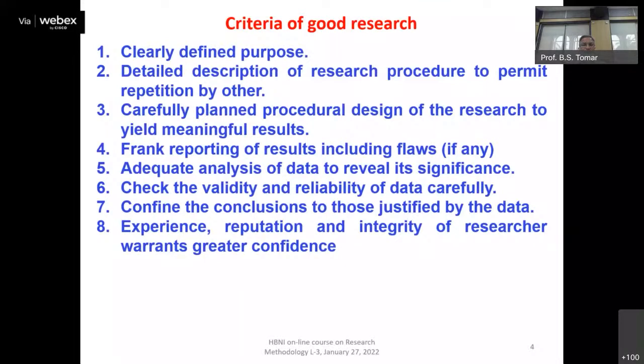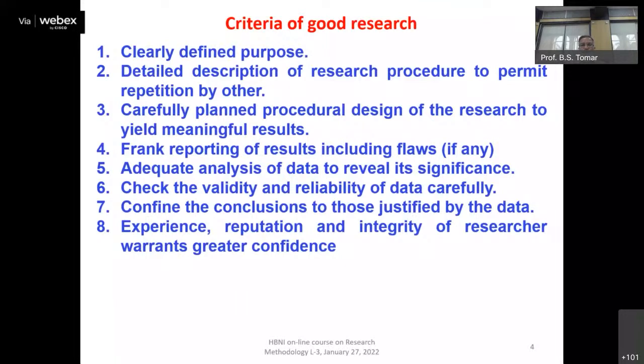And then in all this, when you are publishing, the experience, the reputation, and the integrity of the researcher warrants greater confidence. So you will get the confidence with time. Once you start publishing your work, then you establish your reputation in the academic world, and people know that this is the group which will not make silly mistakes when publishing. But that happens quite late. Even in the beginning itself, your data will always be looked at with suspicion.